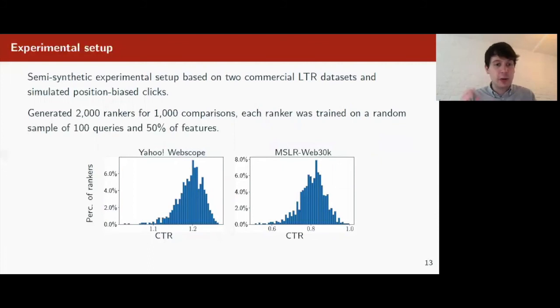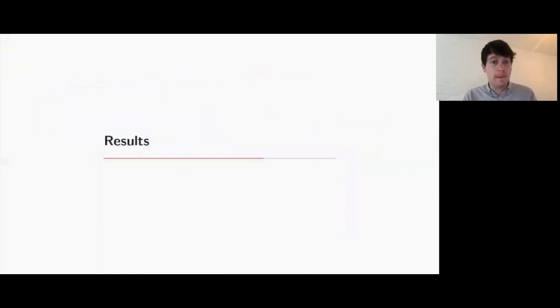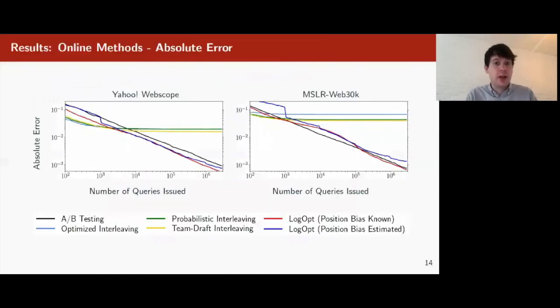Here you see the distribution of click-through rate on these 2 data sets. It appears to follow a normal distribution. And we compared pairs of these, resulting in 1,000 comparisons. Quite a really large number of comparisons. And I want to look at the absolute error with you. We also looked at the binary error in the paper, but the absolute error is easier to understand.